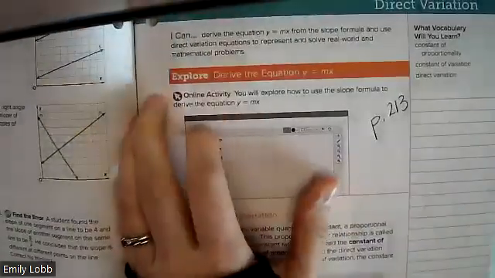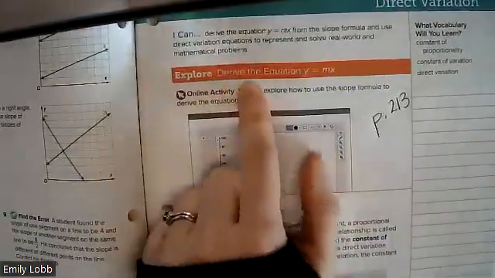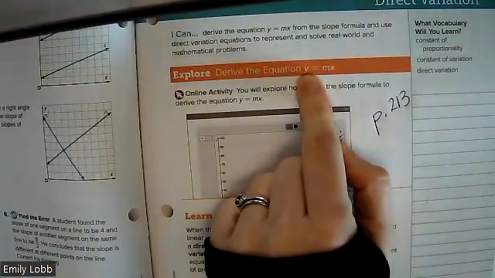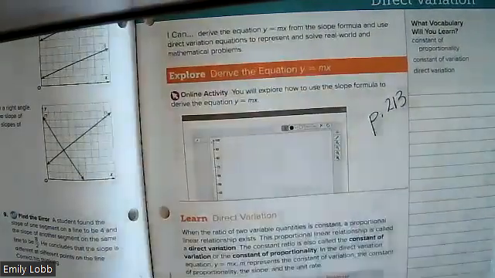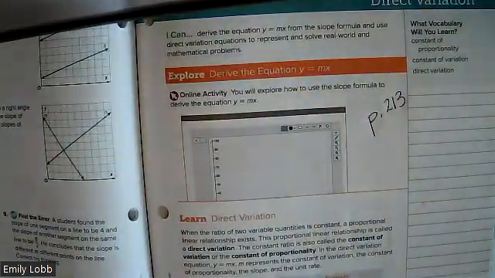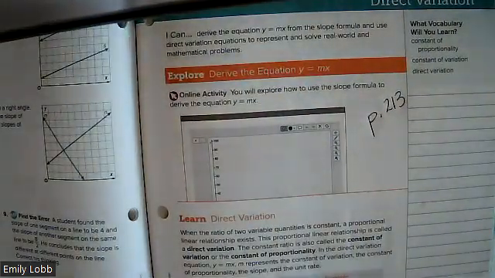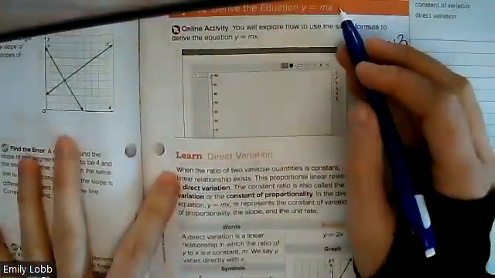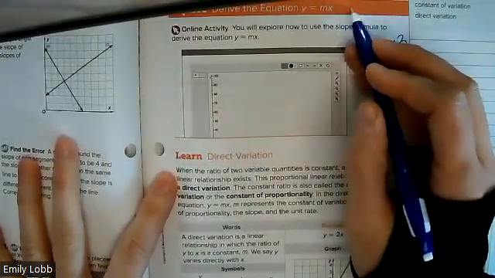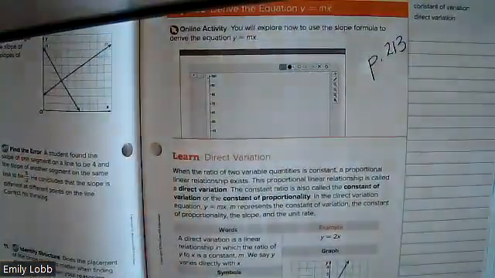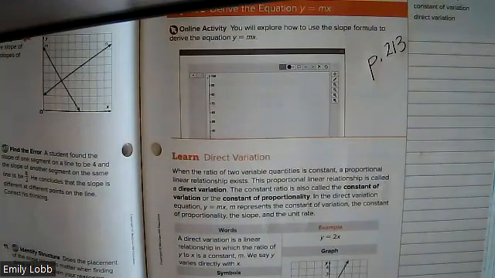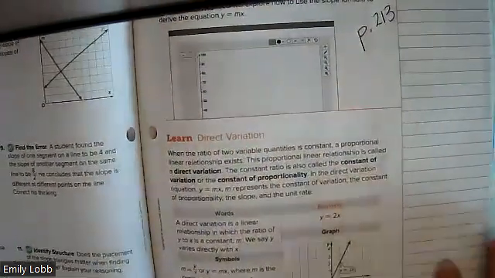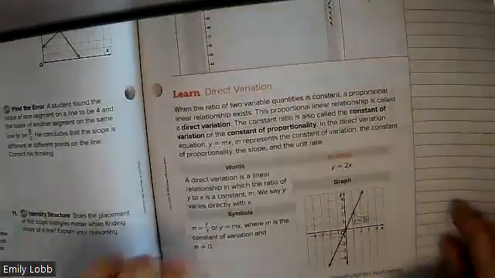So the first thing you might notice is that we're looking at an equation, y equals mx. So that should look a little bit like our point slope form, right? We just don't have a b. So what do you think b is? 0, right? So these direct variations are going to be proportional relationships.